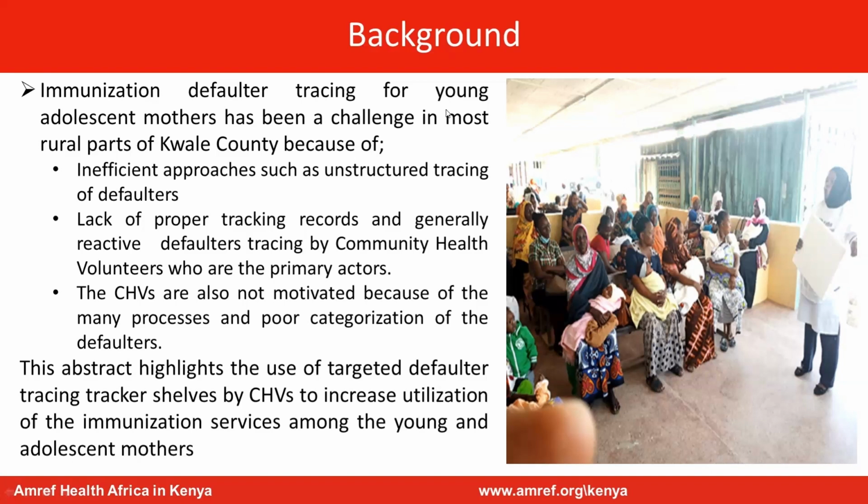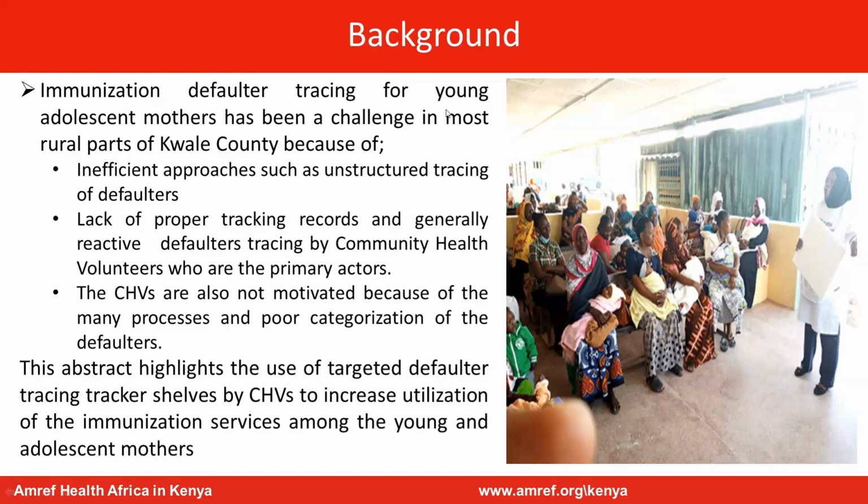For example, you'll find that most young mothers, when they give birth in the rural setup, leave their children with their mothers and go back to the town setup to work or to continue their life. Because of the lack of proper tracking records, we might end up missing immunizing this child. Sometimes the caregivers, the mothers of the adolescent mothers, are older women who no longer have an interest in healthcare services. And this has led to some of the defaulters among young and adolescent mothers.